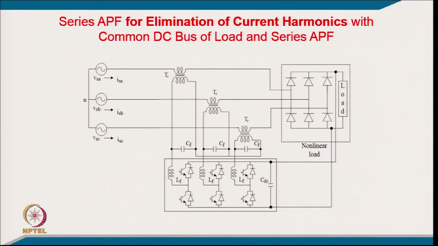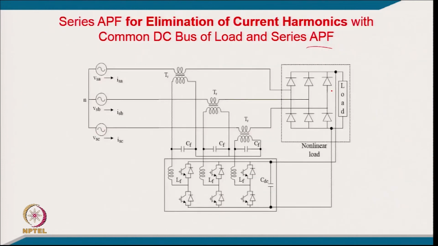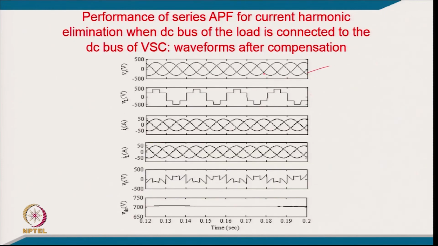Studies have been reported, and even industry has adopted such a concept: a series active filter for elimination of current harmonics, with a common DC bus of the load and the series active filter. And you will find the performance here: you have a supply voltage, again you have an input diode rectifier, this is the voltage we are talking about, and the current in the supply is sinusoidal, the load current is also sinusoidal, and you can see the injected voltage is quite low. This is the injected voltage, which is the difference of these two voltages.